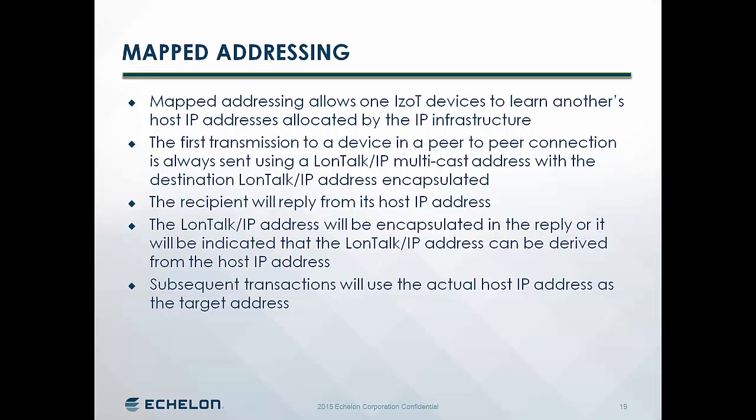So let's look at mapped addressing. A device's host IP address may or may not be the same as its LonTalk IP address, and mapped addressing allows one IzoT device to learn another's host IP address which has been allocated by the IP infrastructure. The first transmission to a device in a peer-to-peer connection will always be sent using a LonTalk IP multicast address where the destination LonTalk IP address is encapsulated within the frame. The recipient will, however, reply from its host IP address.